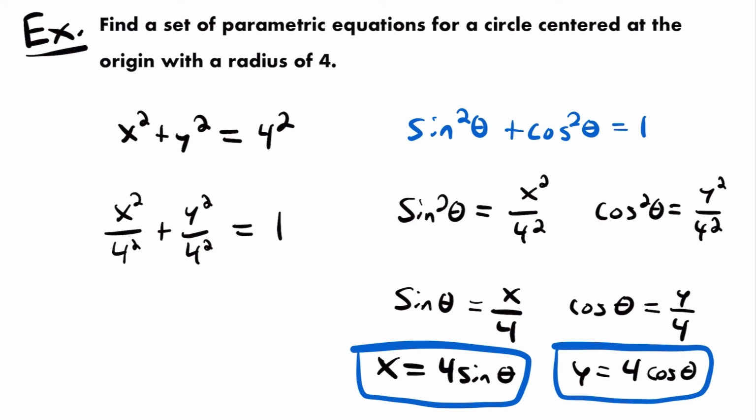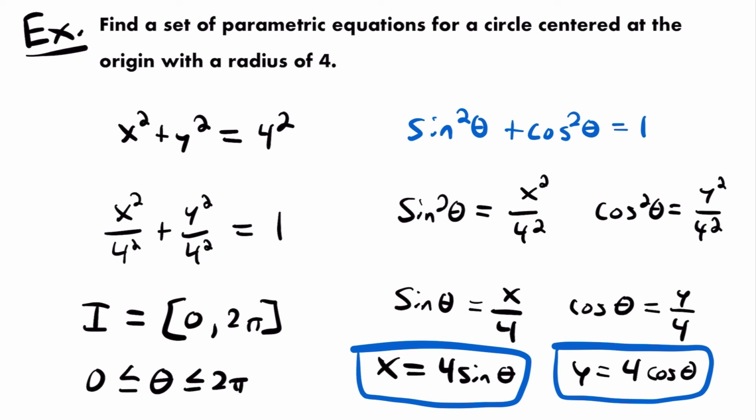All we need to determine now is our interval for that parameter. Now in this case, we're just going to assume that we are representing a full circle, right? We're finding a set of parametric equations for a circle centered at the origin with a radius of 4. It doesn't say a semicircle or a quarter circle. And so we're just going to assume that we're working with a full circle, which means that our interval I will be equal to 0, 2 pi. All right, another way to write that is that theta will be less than or equal to 2 pi, but greater than or equal to 0.